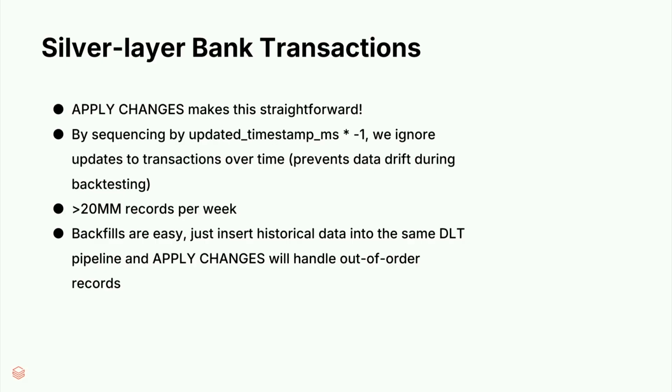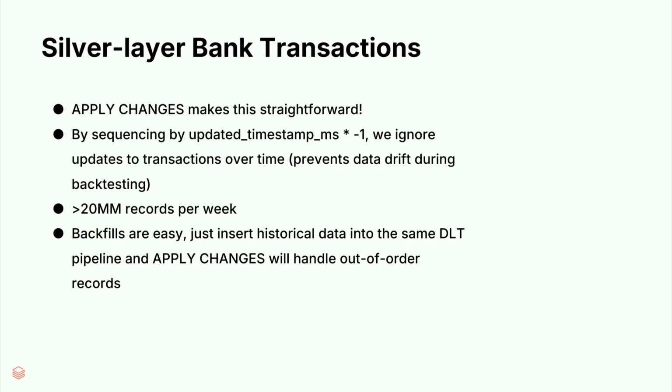I want to highlight this is kind of an atypical problem that we ran into. It's not that common that you're publishing up to 2 years of transaction data into the past and that transaction data can change over time, but we're able to do it just in several views and an apply changes call. And by using that trick where we sequence by the negative timestamp, we're able to prevent data drift and any other similar types of issues during backtesting.